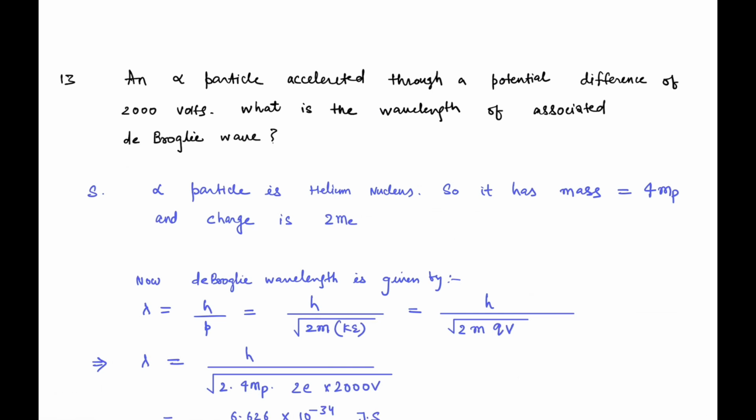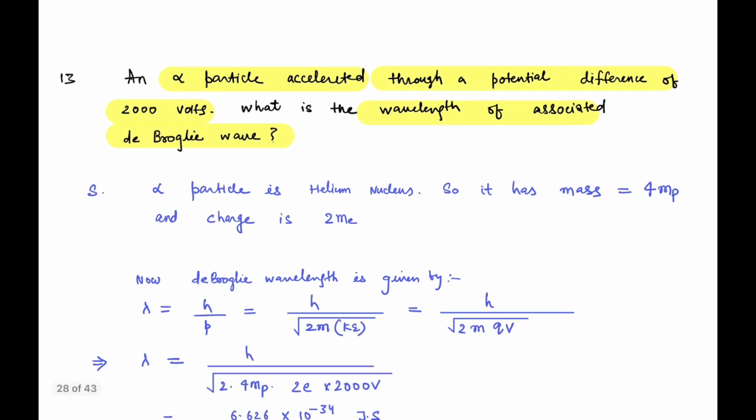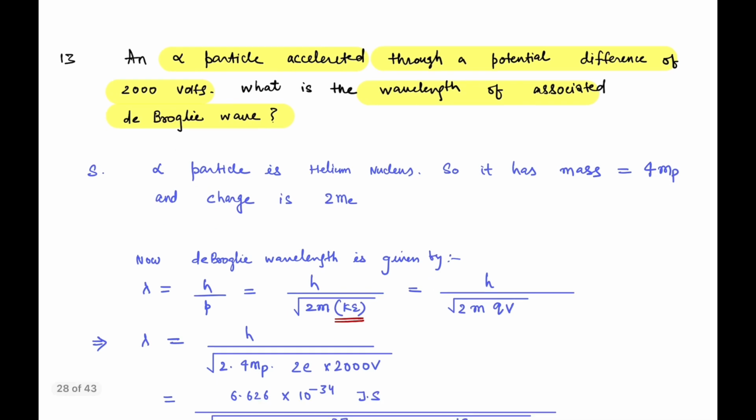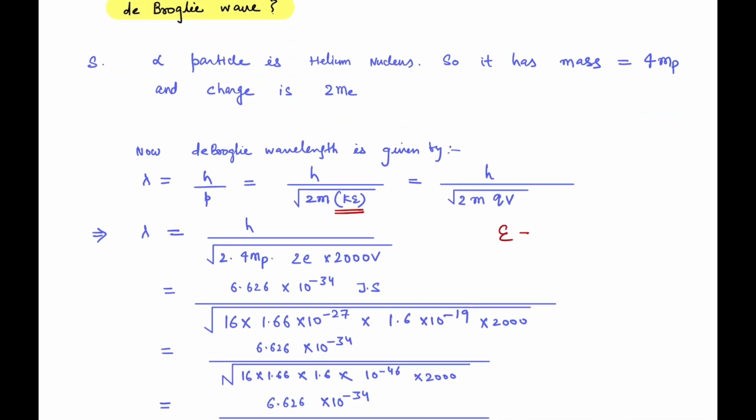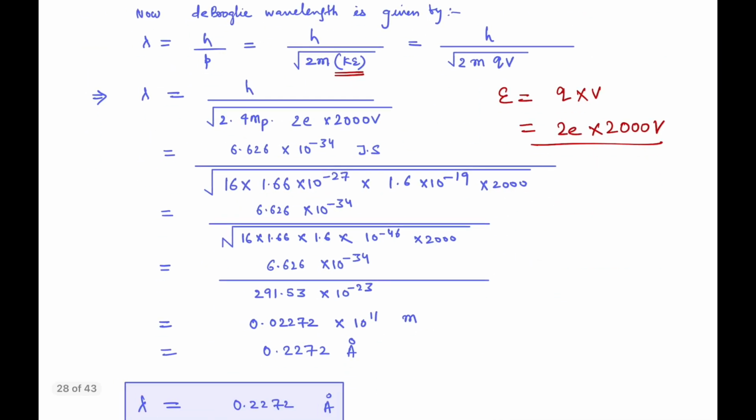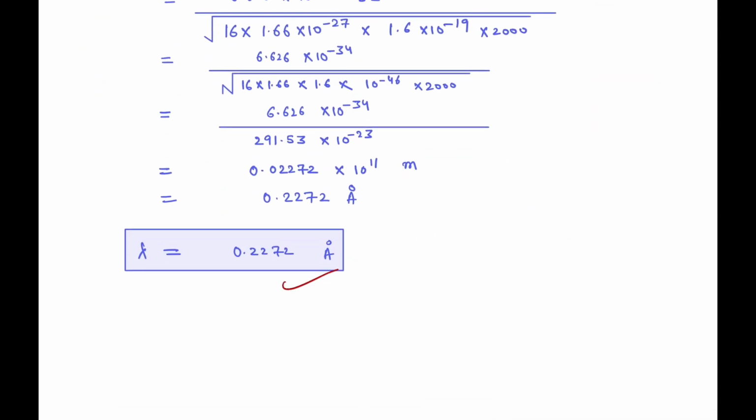Now we have another question: an alpha particle accelerated through a potential difference of 2000 volts. What is the wavelength of the associated de Broglie wave? Again, the alpha particle is being accelerated, so we need to know the momentum, and for momentum we need to know the kinetic energy. We know that energy gained is charge multiplied by voltage. The charge is 2e and the voltage is 2000 volt. With this, you can directly get the wavelength, which is going to be 0.2272 angstrom.